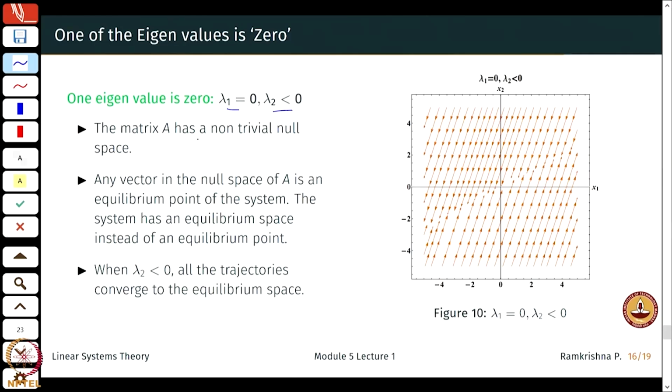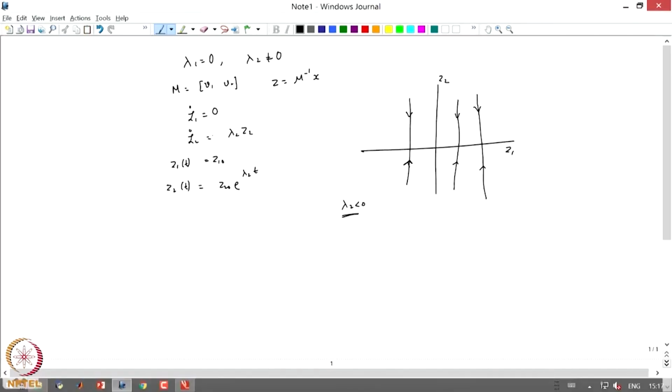Okay, so what does that mean? First, the matrix A has a non-trivial null space, and any vector in the null space of A is an equilibrium point of the system. How will we deduce the equilibrium point? If I have a system like this, z1 dot, z2 dot is [0, 0; 0, lambda 2] times z1, z2. What are the equilibrium points? If I solve this, I have lambda 2 z2 equal to 0, which means z2 equal to 0. This is the only solution I get from solving this.